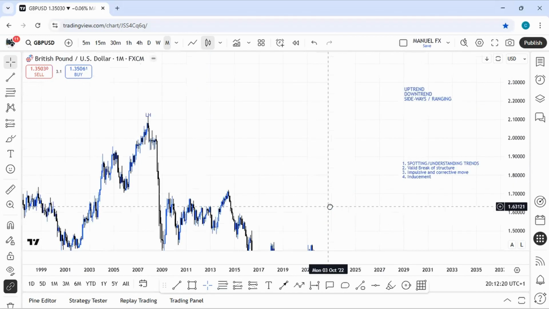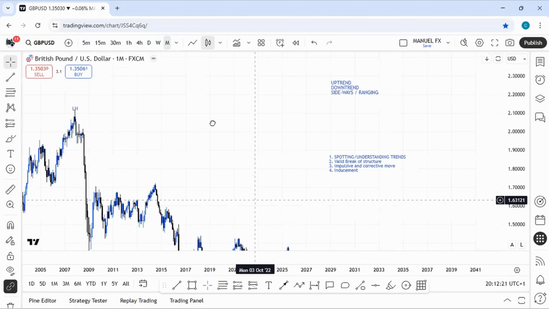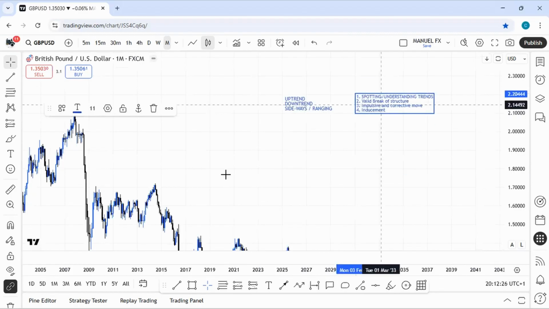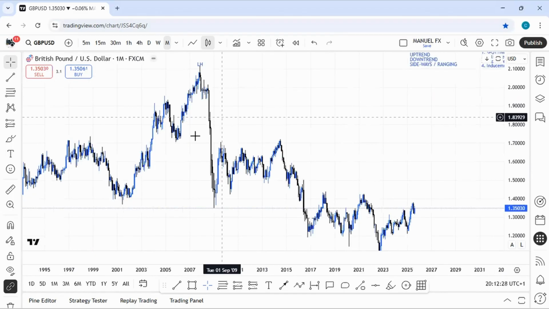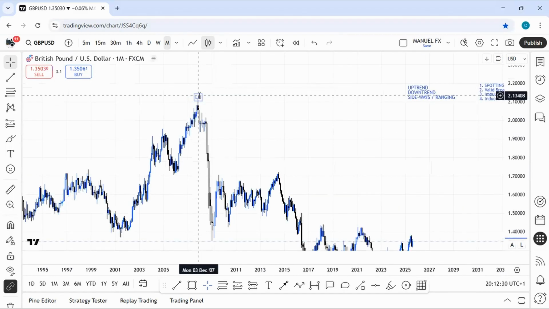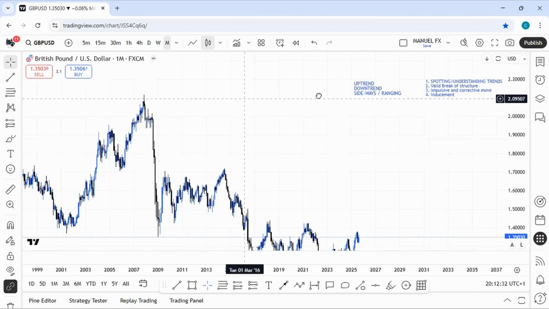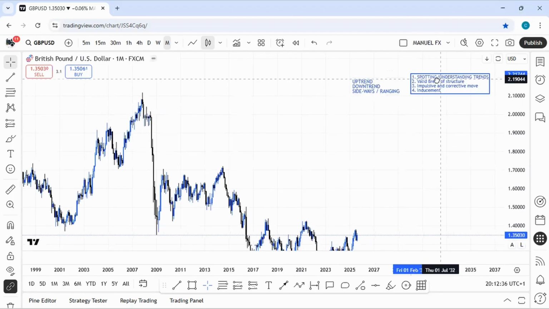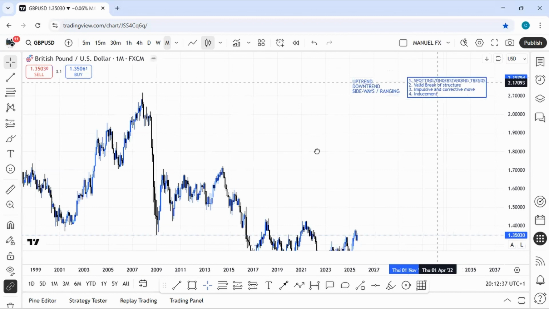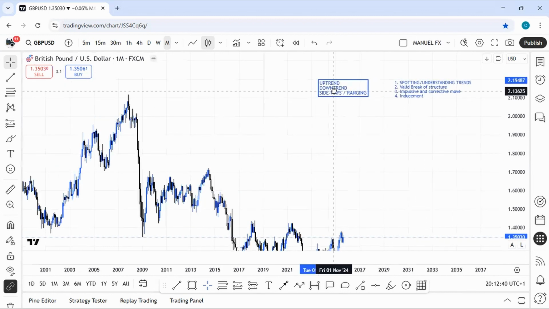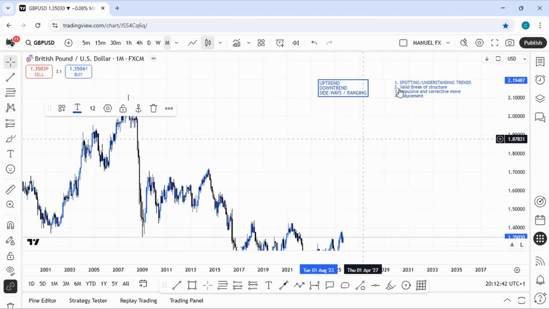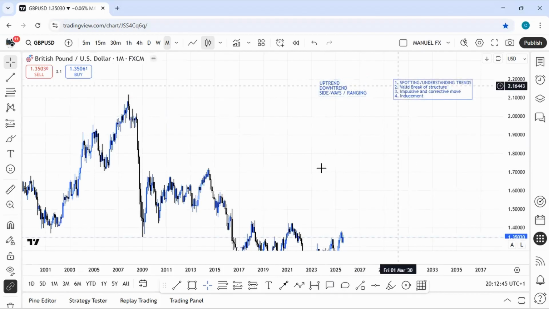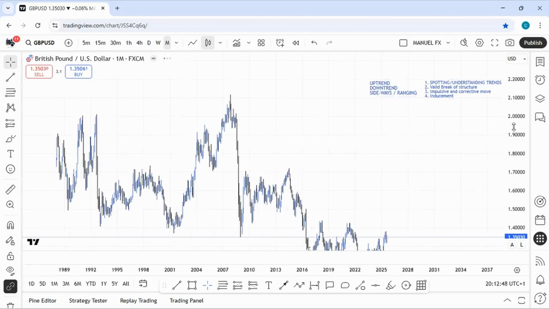First of all, we are going to start by understanding that there are 3 types of trends. Of course, I told you guys last time that we have the uptrend, the downtrend, and the sideways or ranging market. Now I want to show you how to spot a downtrend, an uptrend, and a sideways market. That's spotting and understanding trends.